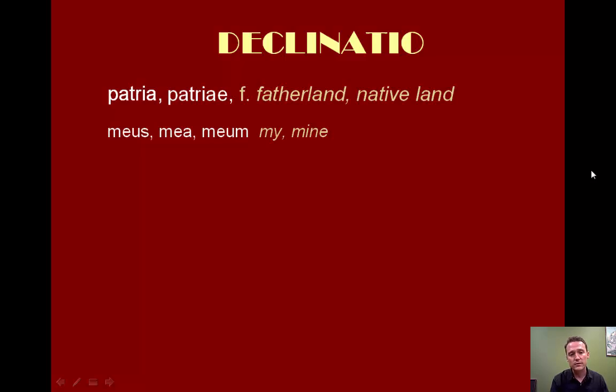What I would like you to do when I tell you is to pause the video and on your paper take time to write out the declension of patria mea, my fatherland. You'll notice that the endings are going to look exactly alike at this juncture because they're matching in case, gender, and number. So go ahead, pause the video, write out the declension. Once you have it written out, come back to me and we'll go over it.